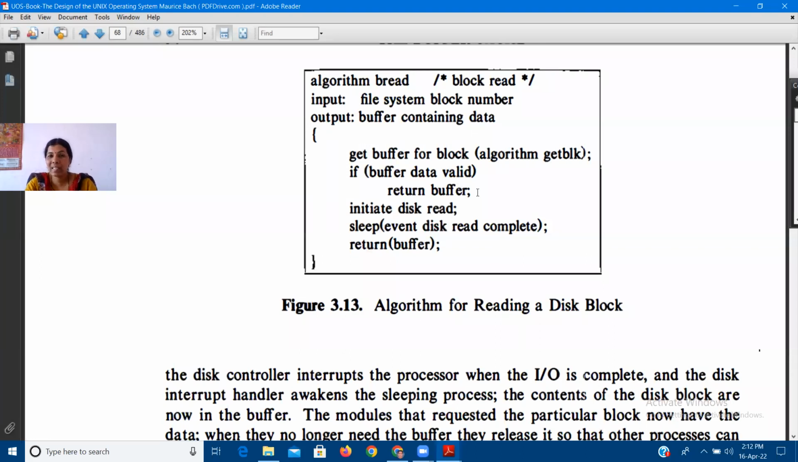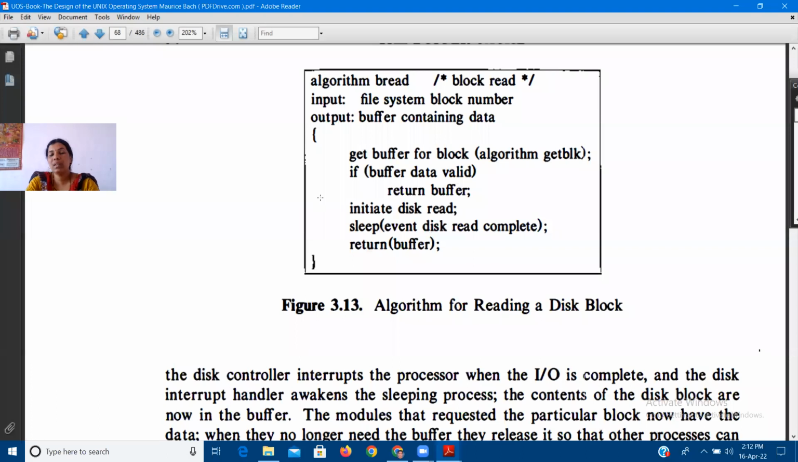जर buffer data valid नसेल, म्हणजे मला जे काही रीड करायचं होतं, मला ABC रीड करायचं होतं, पण XYZ जर मी रीड करत असेल तर so I will say that it's not a valid data, it is the invalid data. So if it is invalid data, it starts disk read. It goes to the disk, it goes to the hard disk on the secondary memory and starts reading once again, right? So as it is the disk read, it is the input output operation, it goes to the sleeping state, waiting state, event disk read complete. At last return buffer. So this is the small algorithm which is used for reading the buffer.